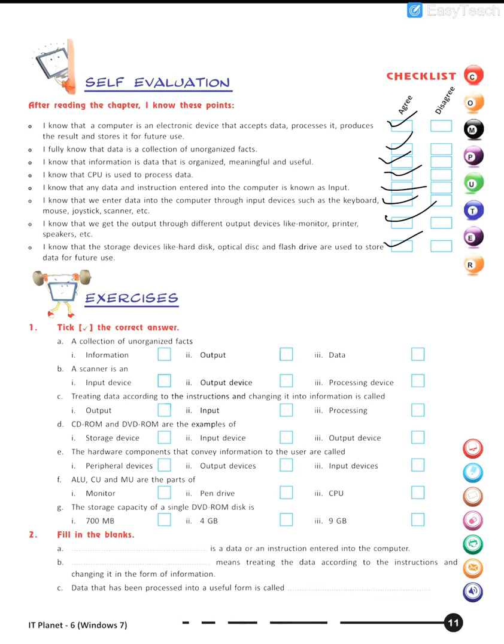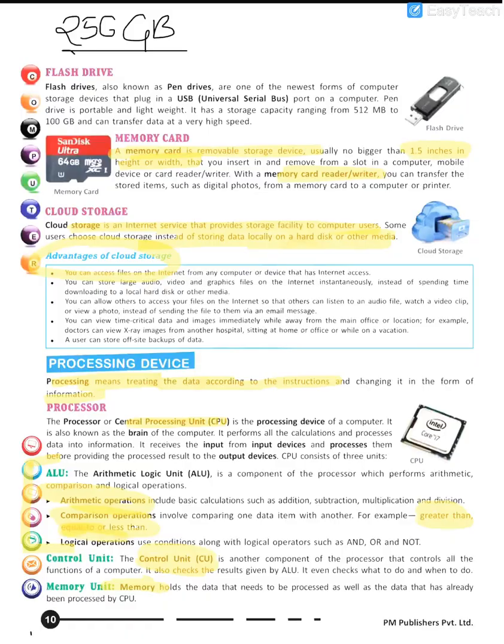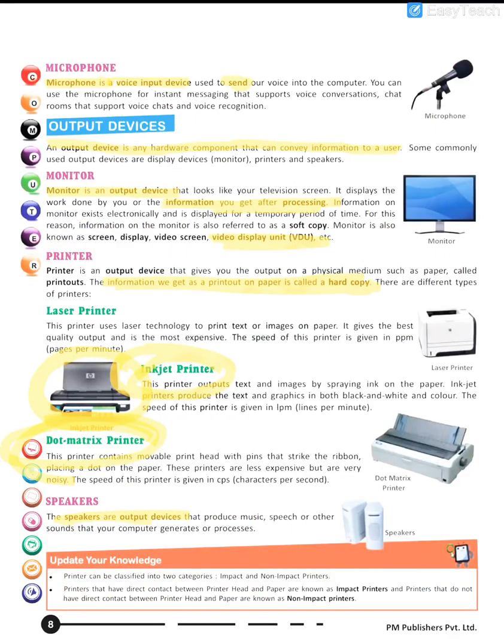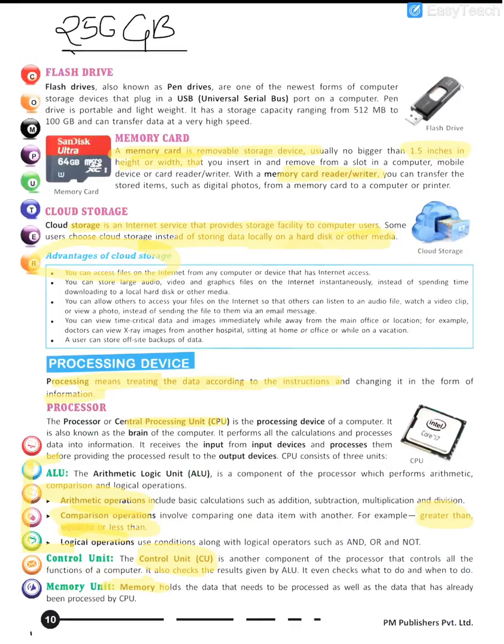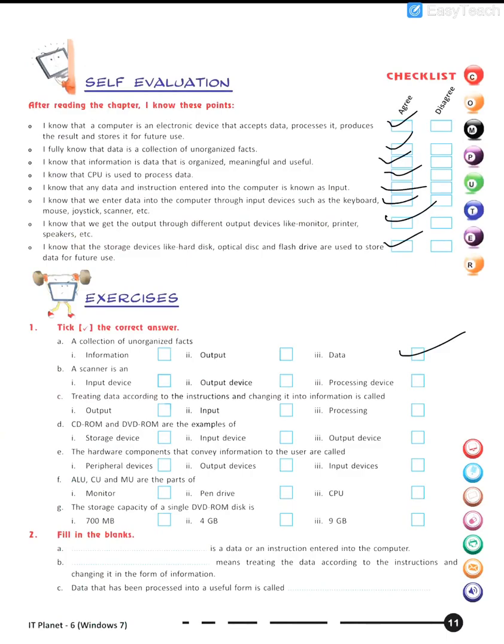Now, which one of the following is a collection of unorganized facts? It is data. What is a scanner? Is it an input device or an output device? Tell me, we discussed the scanner, isn't it, in our last class. So a scanner is basically an input device because it helps us to scan the data.